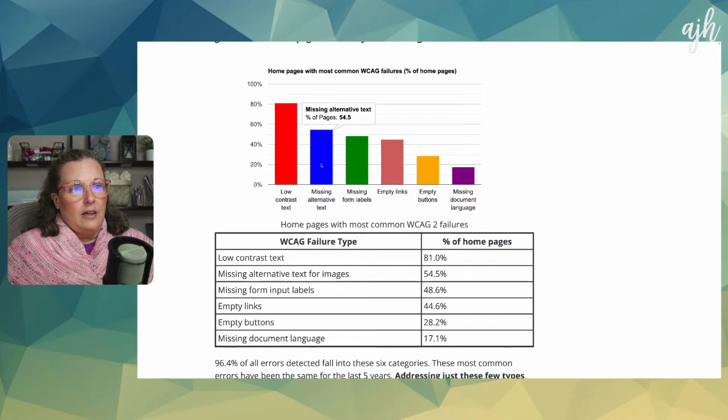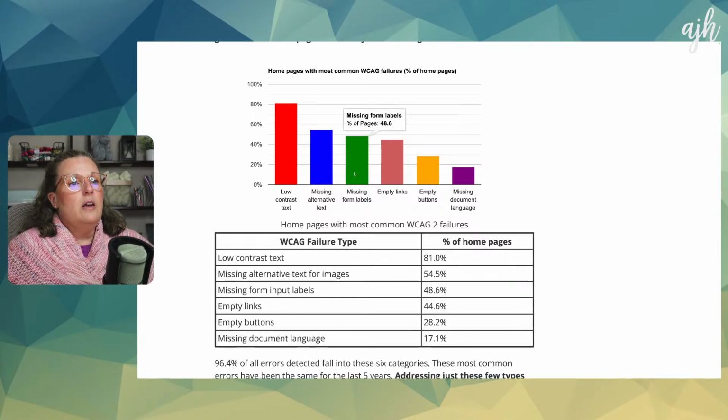Missing alt text. I think this one is pretty interesting, and I'm looking forward to the conversation around this. But 54.5% of elements had missing alt text, so images for the most part. Missing form labels, 48.6% of pages had missing form labels.